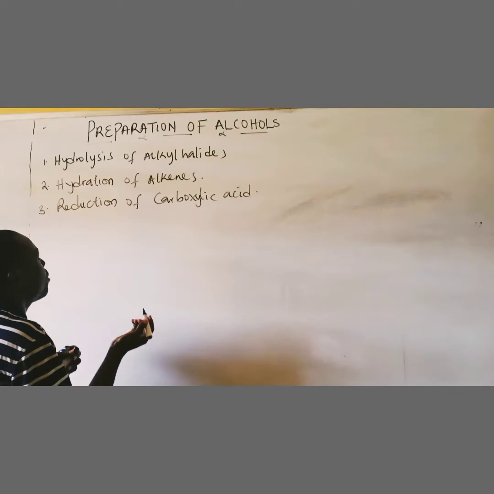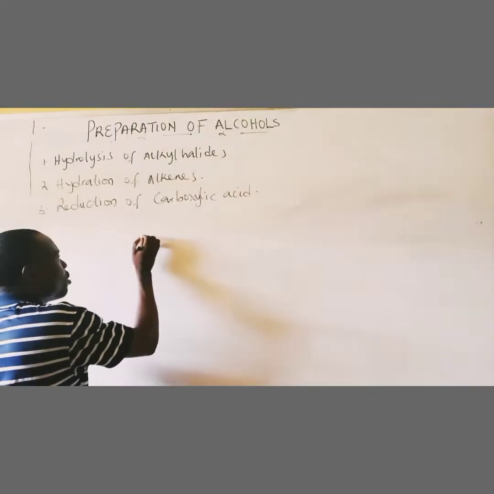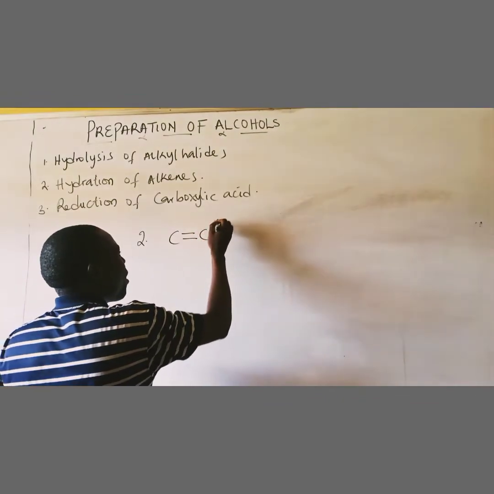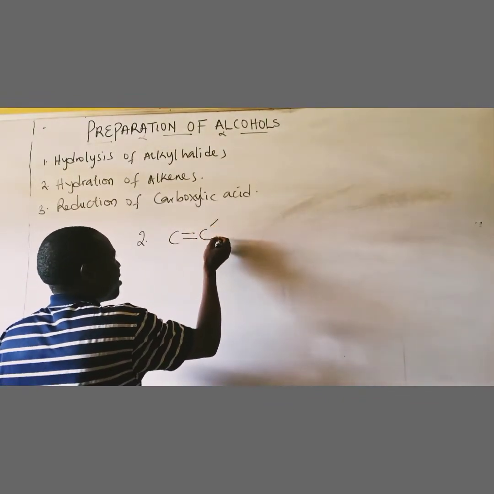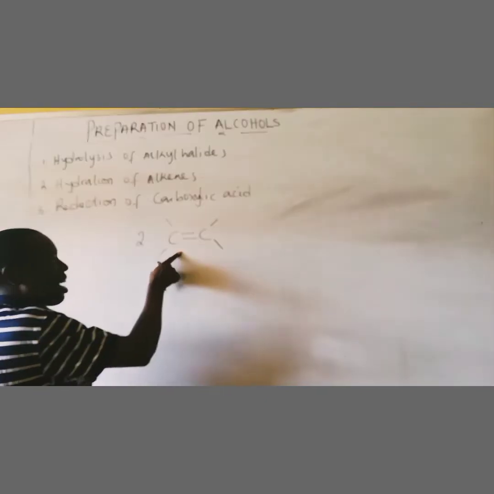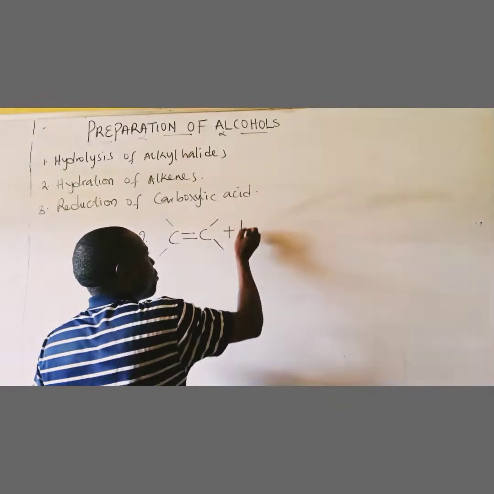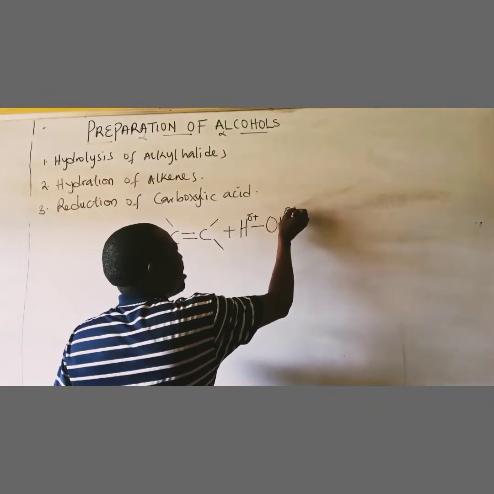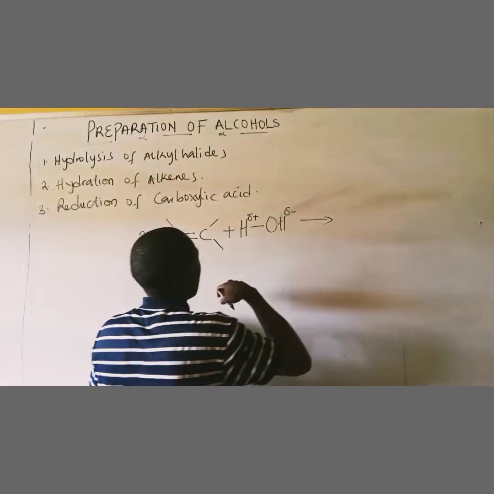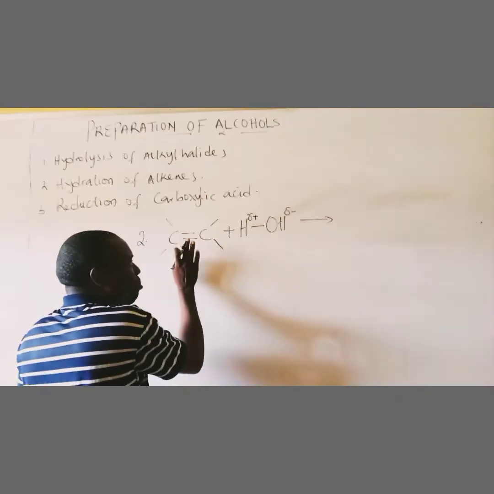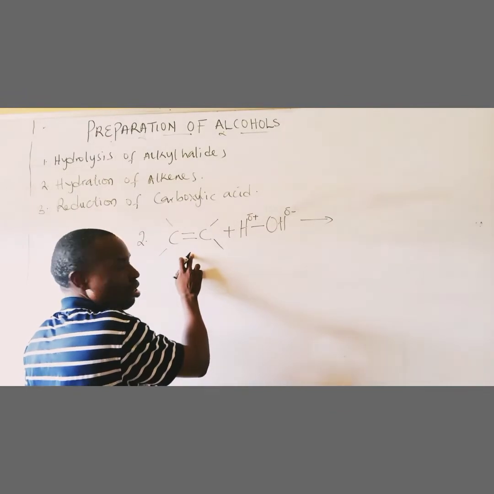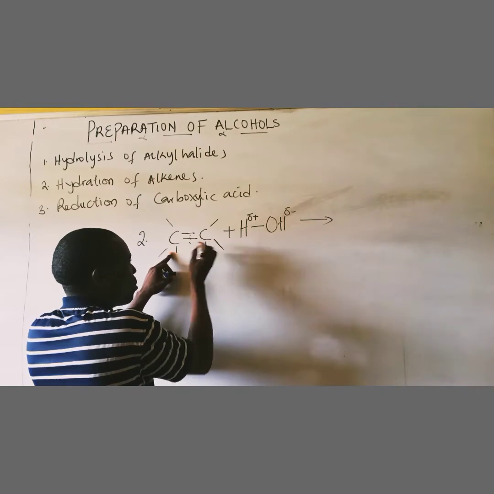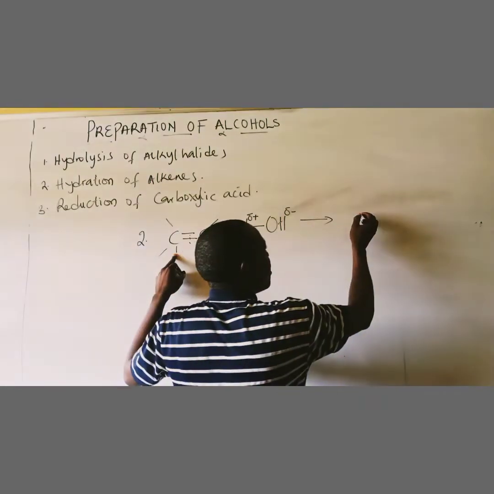Now, let's illustrate it. For number two, I'm having a double bond. Let's take for example an alkene, this is ethene, in the presence of a partial positive and a partial negative. Now, when that happens, remember, the pi bond is broken, and it gives room for this one to come here, and this one to come here. So I will illustrate it here now.